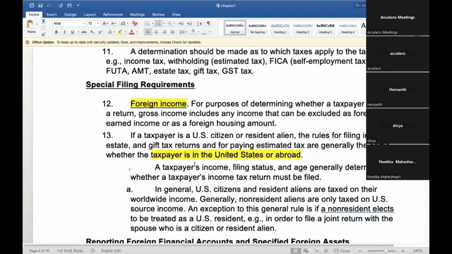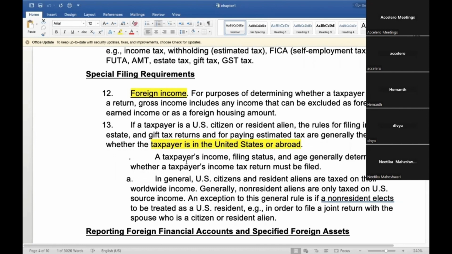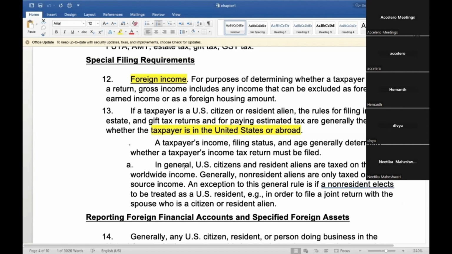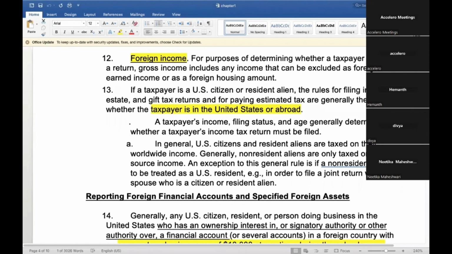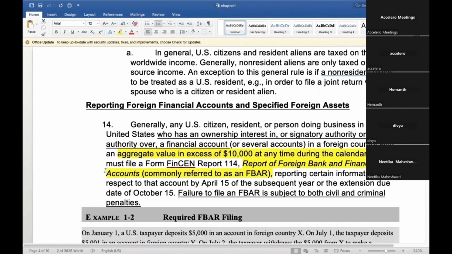Then foreign income: we need to see the different ways of reporting it, because if the person is a US citizen, worldwide income is taxable in the US. It doesn't matter where the person lives, whether the taxpayer is in the United States or abroad. If the person is a citizen or a resident alien, meaning holding a green card, we have to understand the entire foreign income he or she must be having.